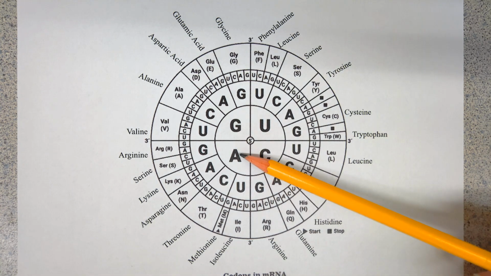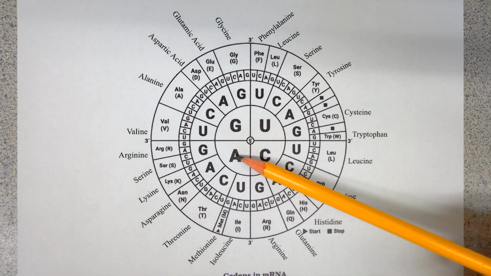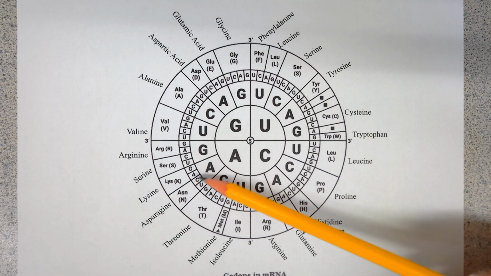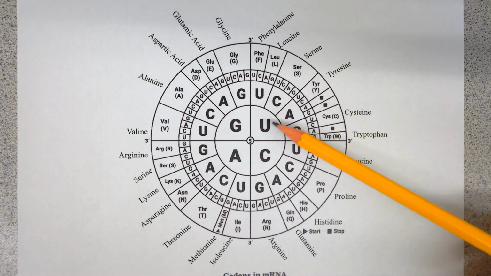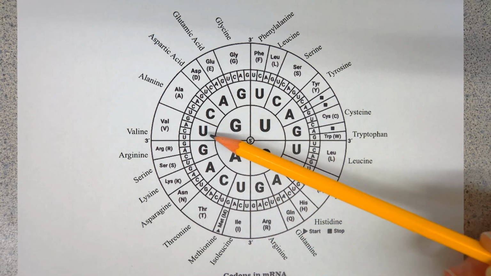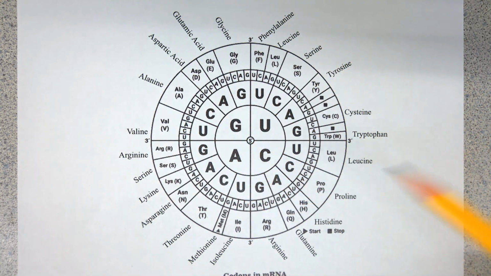So first letter in the codon is here, and then just work your way to the outside. So if you had ACC, you would have threonine, AAA, lysine. Let's try GUG. So take a second to figure out what that amino acid is. GUG, valine. Okay, so that's how you use the top chart.